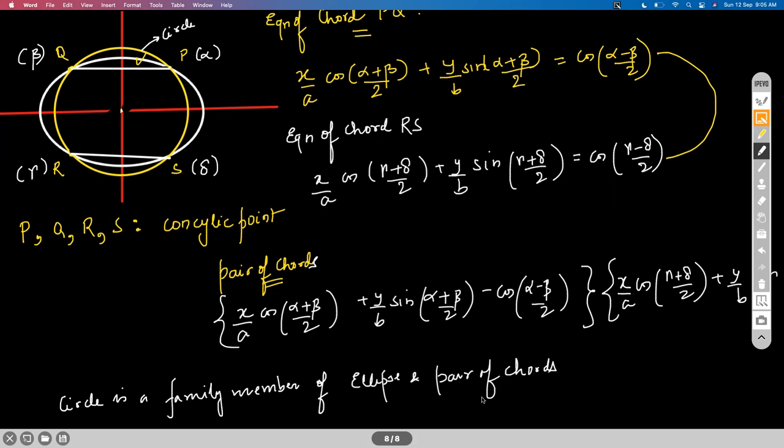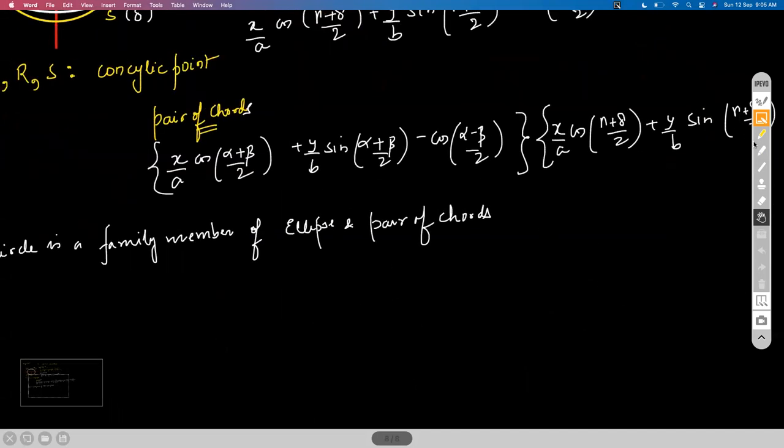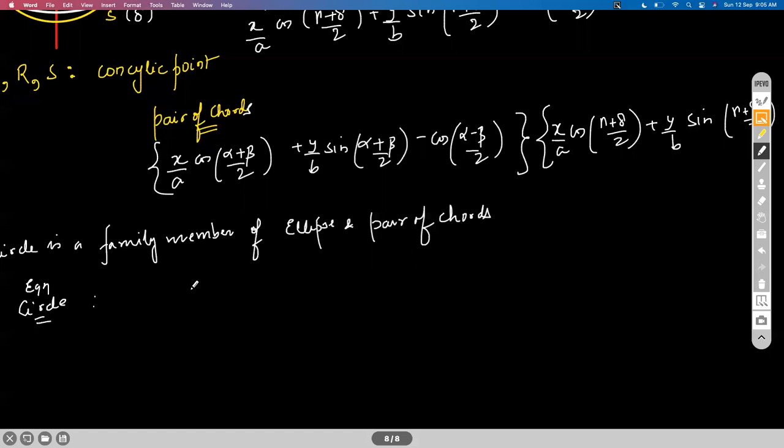Correct? Do you all agree? Because the circle is passing through the endpoints of the two chords as well as the ellipse. Correct? In short, the equation of the circle can be written as the ellipse equation plus lambda times the pair of chord equation equal to zero.